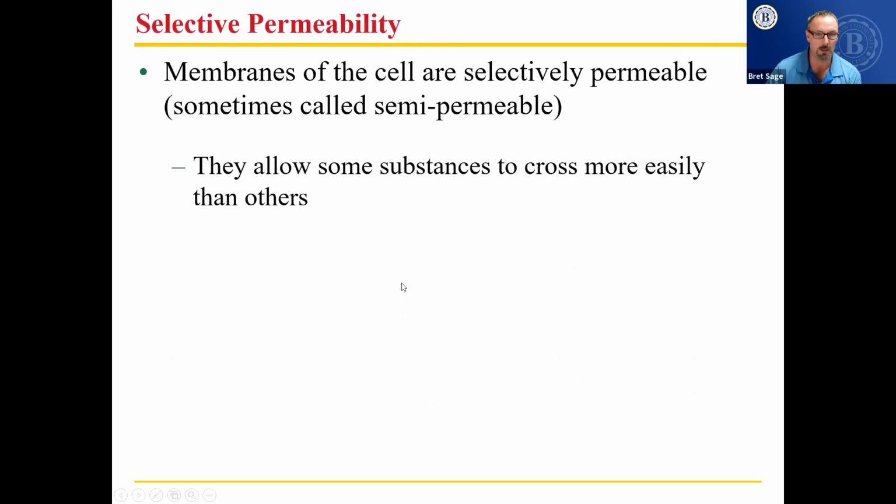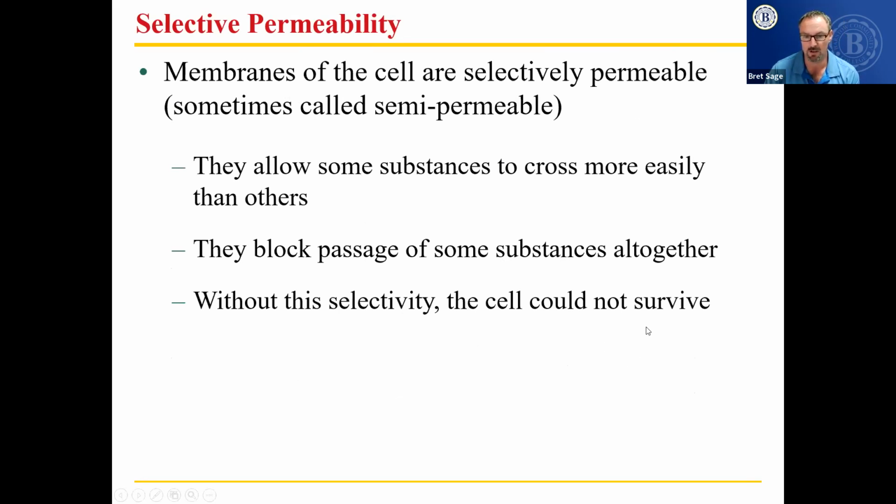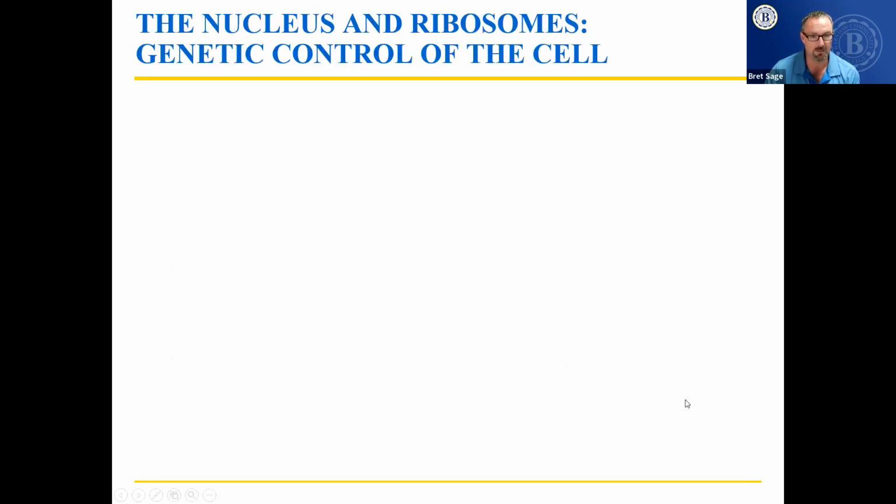Okay, selective permeability. Selective permeability means the ability to have some things move across the membrane and not others. Membranes of the cell are selectively permeable, sometimes called semi-permeable. Selectively is better. It allows some substances to cross more easily than others. They block passage of some substances altogether. For example, very large or charged ions don't move. Without this selectivity, the cell could not survive. It's what allows cells to be alive.